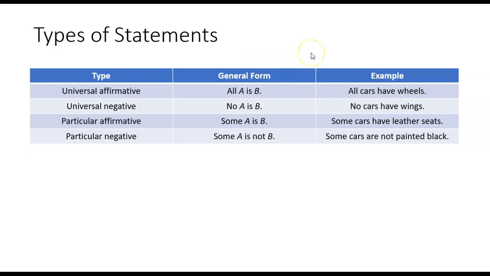So this is an example of the different types of statements. So universal affirmative, again, is all A is B. Universal negative is no A is B. The particular affirmative, some A is B. Particular negative, some A is not B. And some examples are given there for each of those cases.